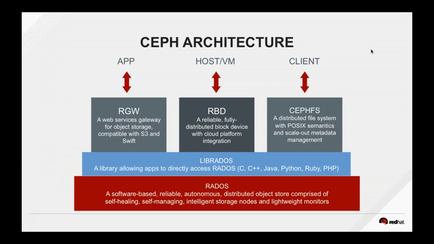The third one is for clients who need CephFS as file system access. It's a distributed file system that provides POSIX semantics and scale-out metadata management. We also have a library which can be used to access RADOS, the underlying Ceph storage, using C, C++, Java, Python, Ruby, PHP, or embedded in your applications. Again, bottom line, it's RADOS, which is a reliable autonomous distributed object store. It's self-healing and self-managing. It's a very intelligent storage node, and it's very lightweight.